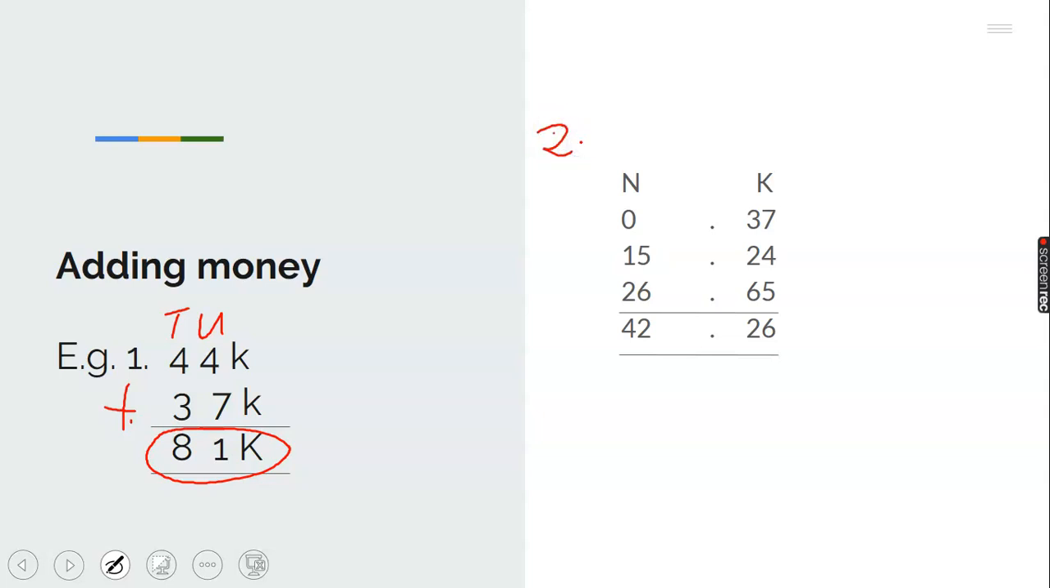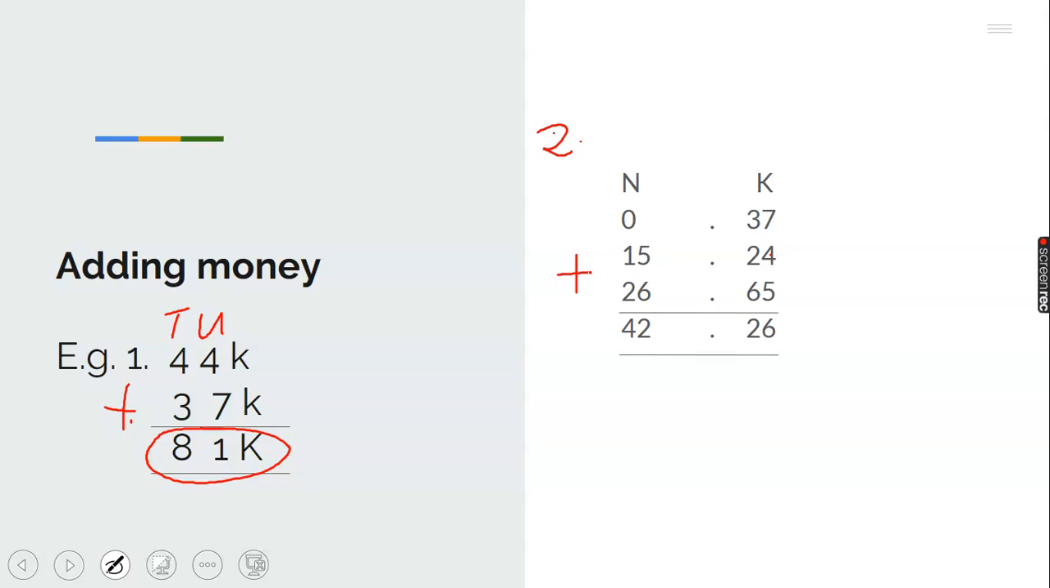Here we have 37 kobo plus 15 naira 24 kobo plus 26 naira 65 kobo. Some of you will be wondering, but there is 0 here. Why didn't I mention 0 naira 37 kobo? 0 means nothing. So what we have here is 37 kobo. But so you don't make a mistake, always put 0. Because you have naira here, this kobo does not have a naira, so just put 0 so that it can balance it up.